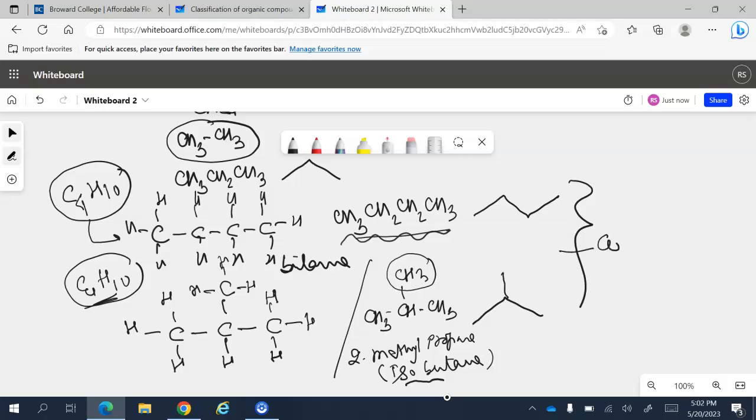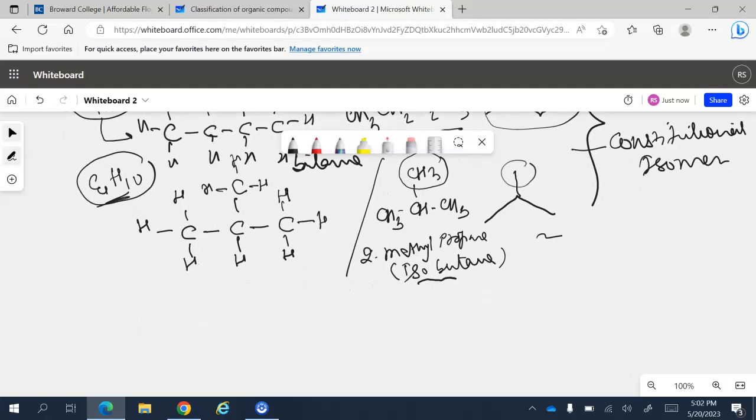That is what we call constitutional isomers, or how they are connected is different. So here is a 4 carbon chain, and here is a 3 carbon chain with one carbon as a branch. Okay, so these are the two constitutional isomers of butane.